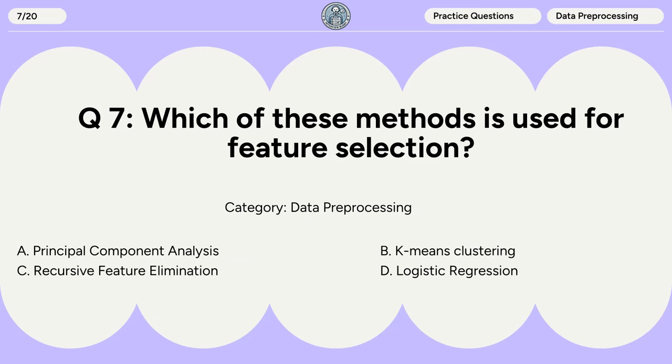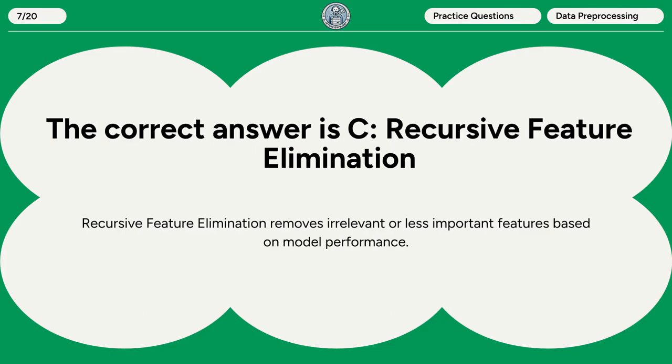Question 7. Which of these methods is used for feature selection? A. Principal component analysis. B. K-means clustering. C. Recursive feature elimination. D. Logistic regression. The correct answer is C. Recursive feature elimination. Recursive feature elimination removes irrelevant or less important features based on model performance.